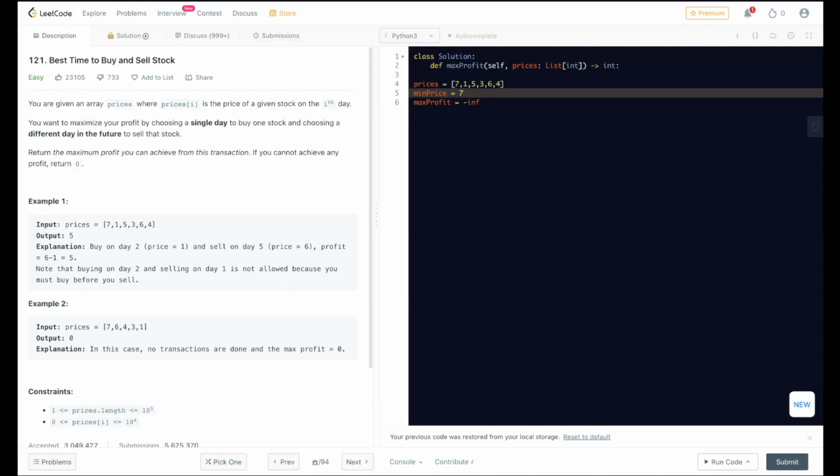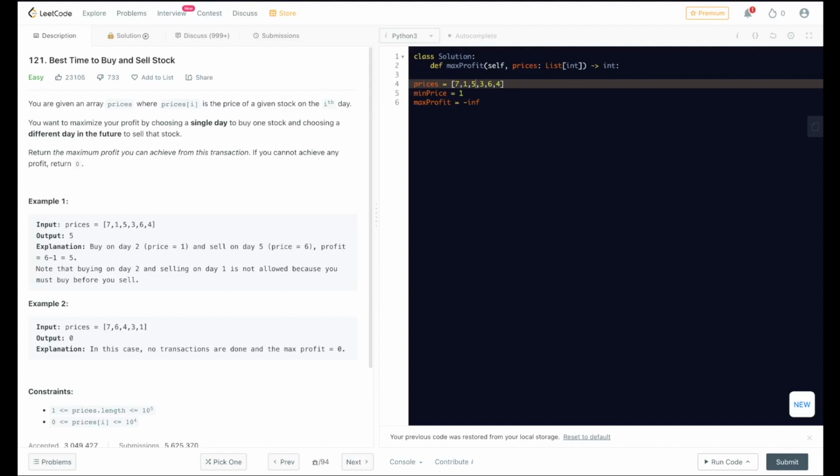As we can see, 1 is less than 7, so we're going to be deciding to buy at 1. Thus, we need to update our min price to 1. And then we're going to move on to 5 and see that 5 is greater than our min price. In this case, we need to make a sell decision and calculate our potential profit.